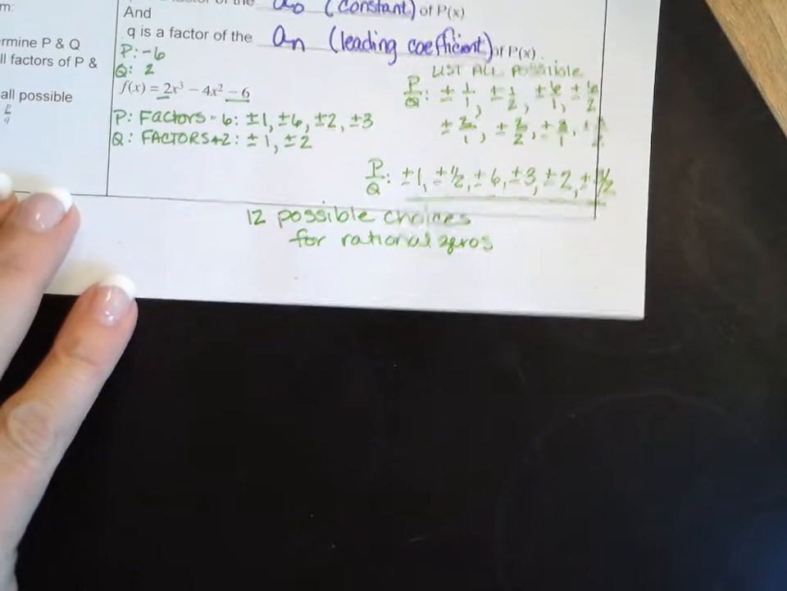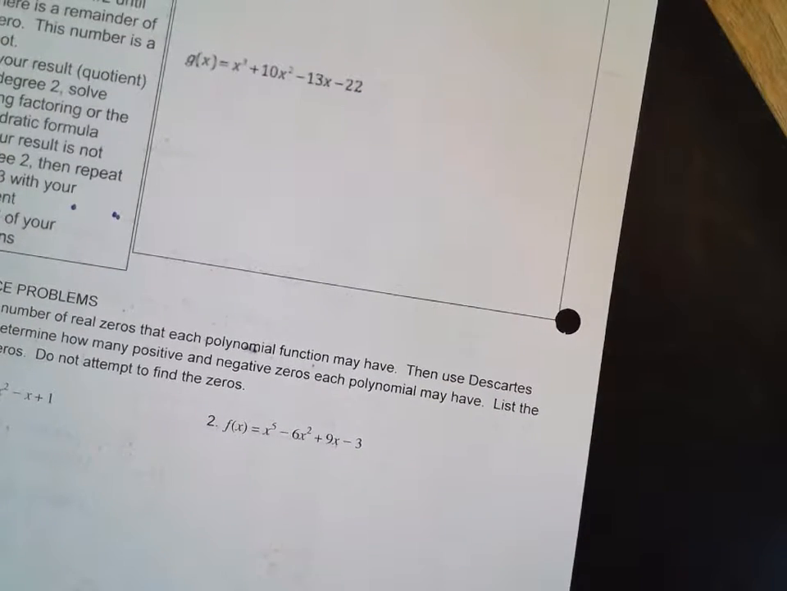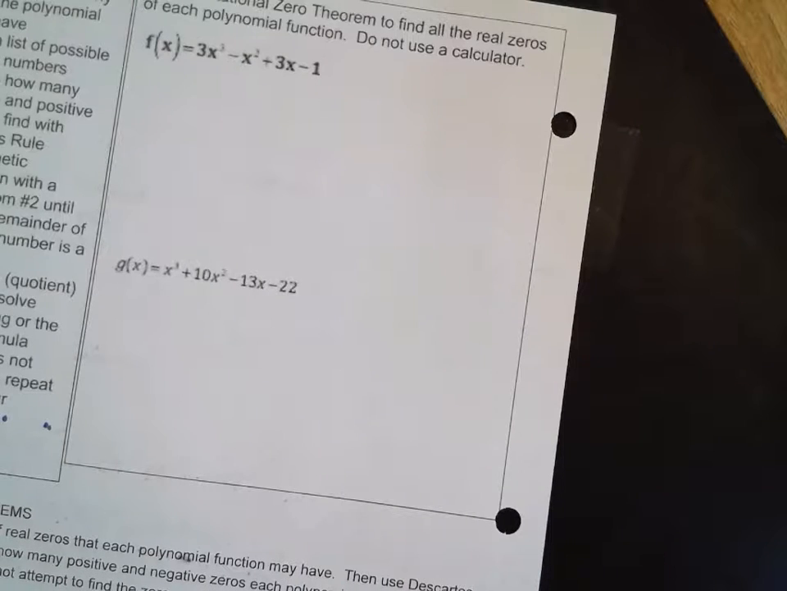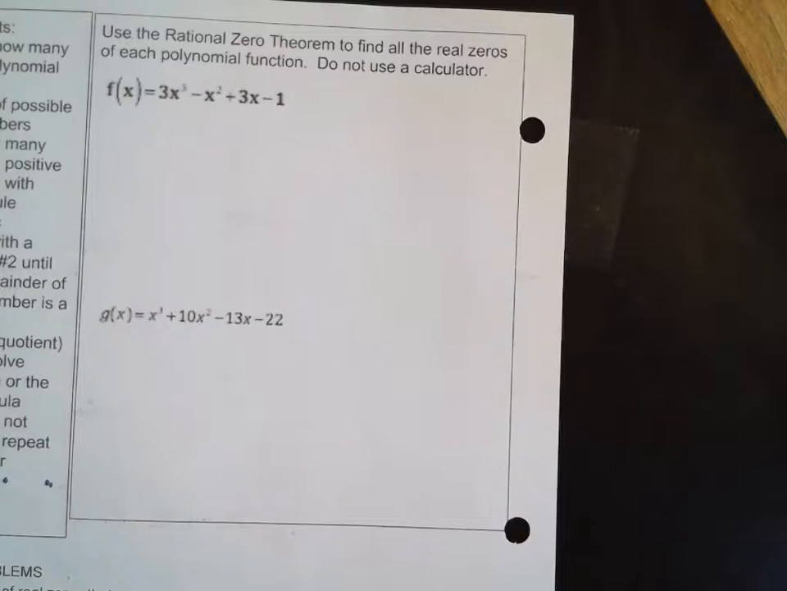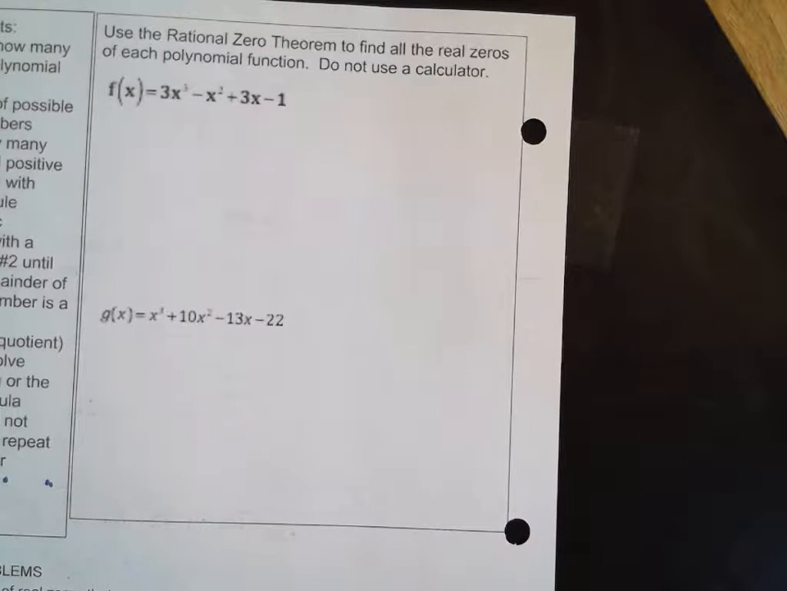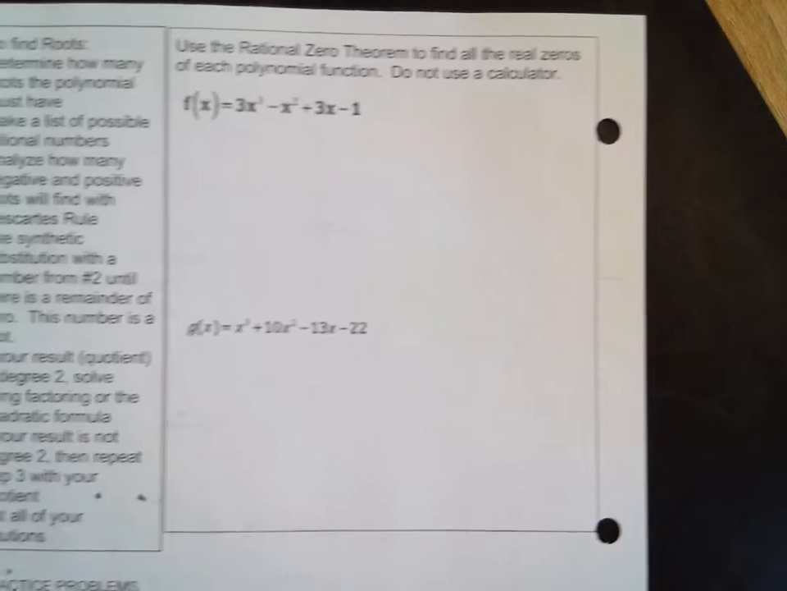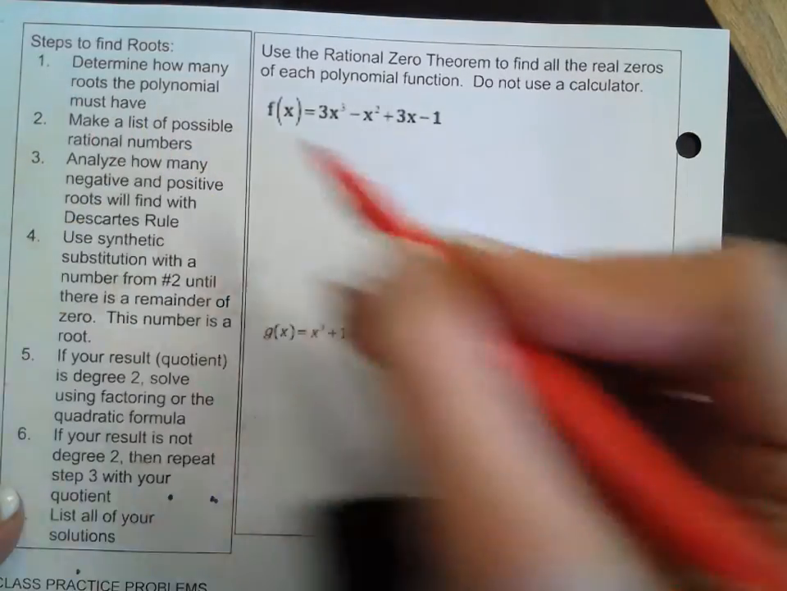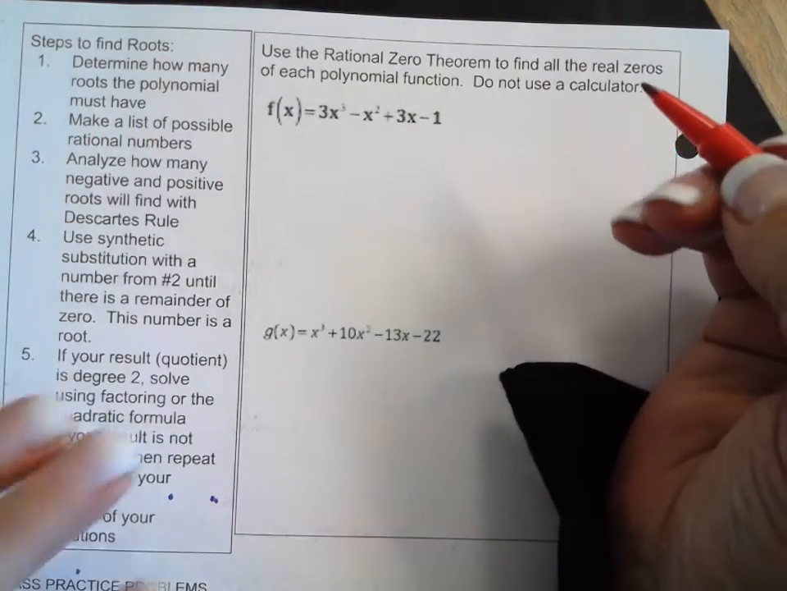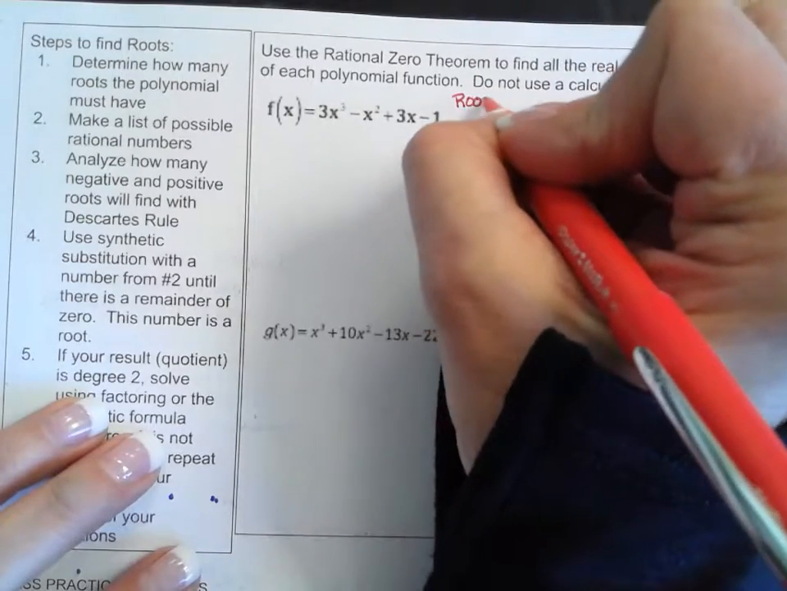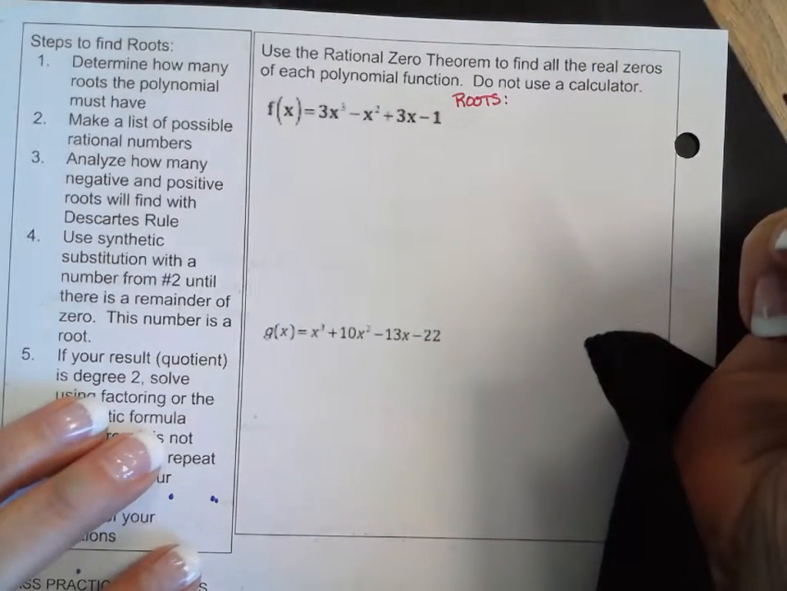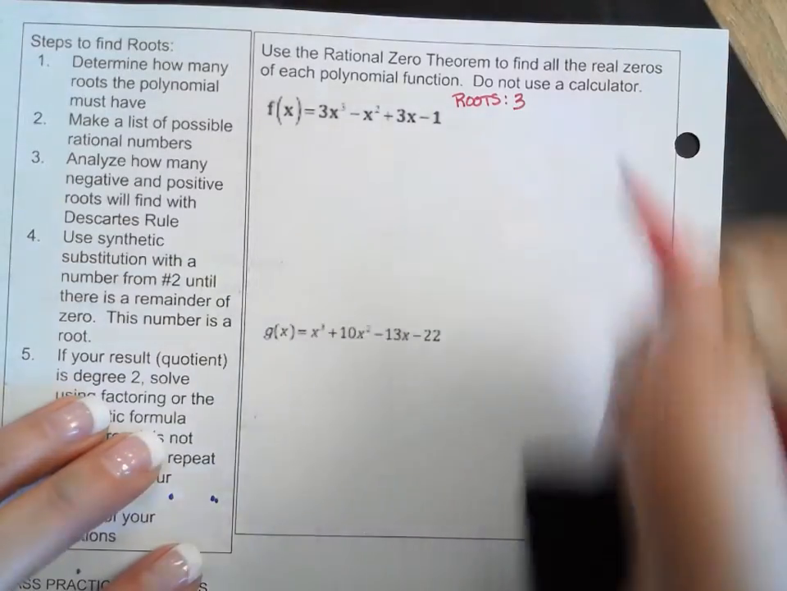So, he's shaking his head at me. Let's use it. All righty. Okay, so here we go. How many roots am I going to have? Let's think about what we know. How many roots am I going to have? 3. Awesome. Okay.